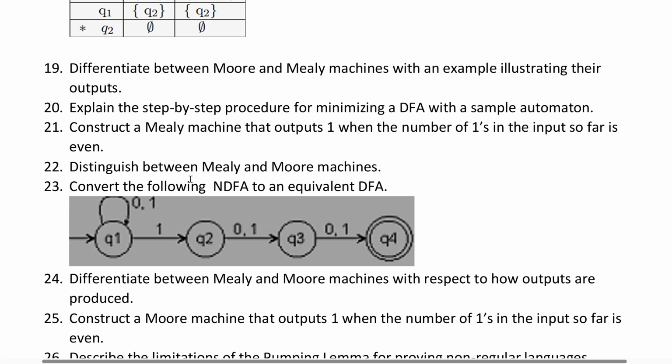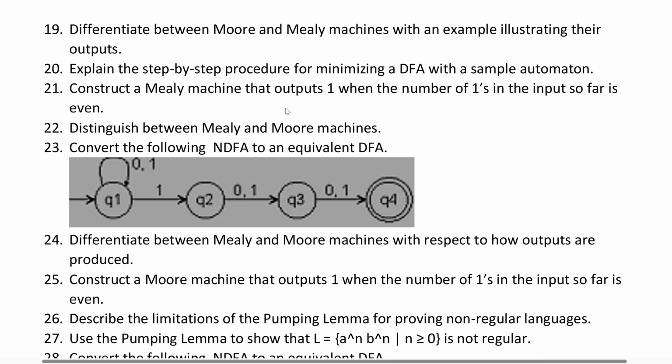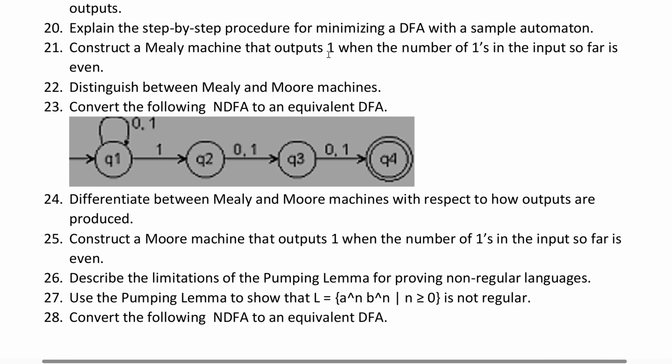Now we go to question number 21. Construct a Mealy machine that outputs 1 when the number of ones in the input so far is even. So the output should be 1 when the number of ones is even, right?